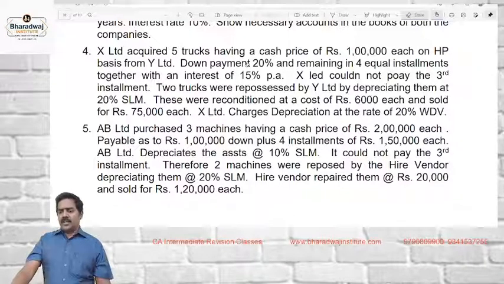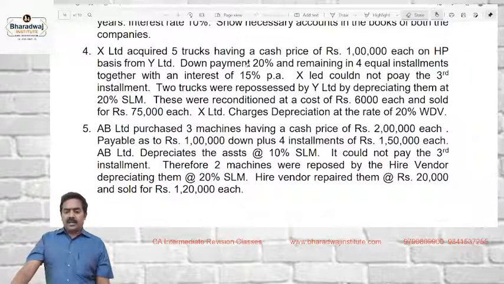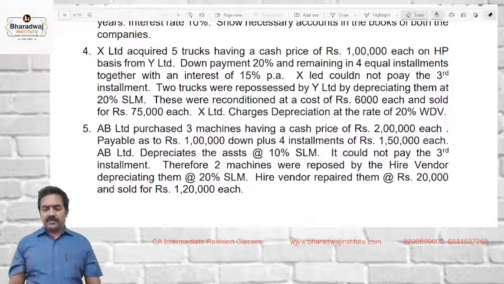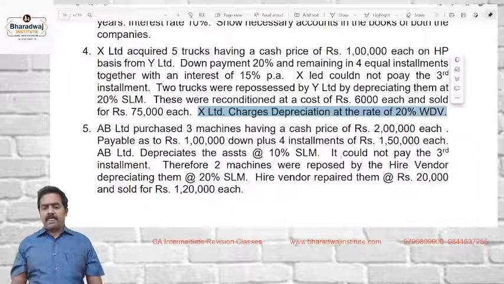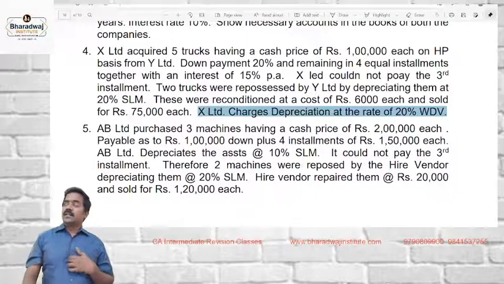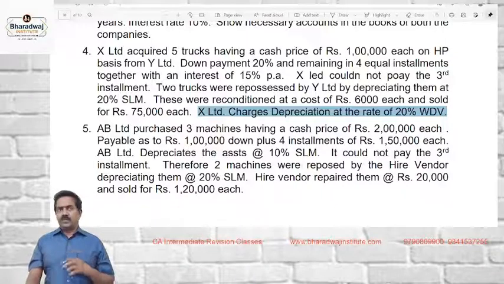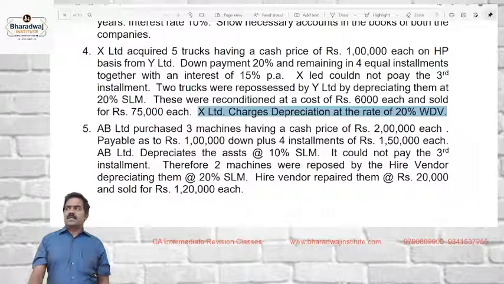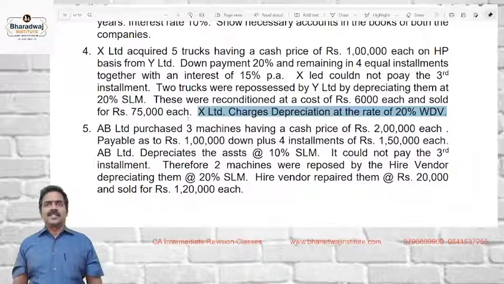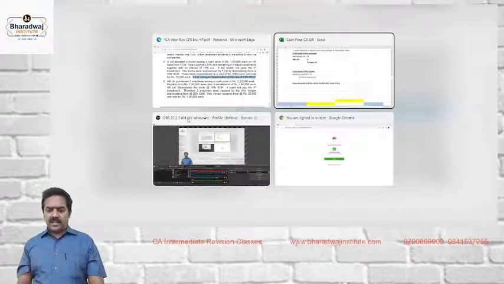Those were reconditioned at a cost of 6,000 each and sold for 75,000 each. That is the hire vendor. X Limited is a hire purchaser, charging depreciation at the rate of 20% WDV. Vendor is charging 20% SLM while taking over the asset, but purchaser is charging 20% WDV. So before we work out all this repossession, what is the first thing you have to do? You have to calculate the cash price, hire purchase price, interest, all those things.